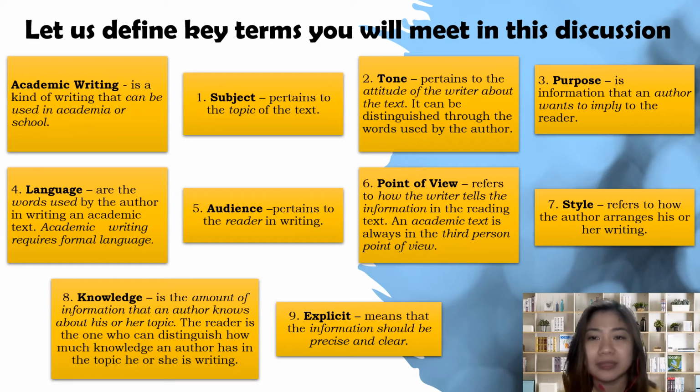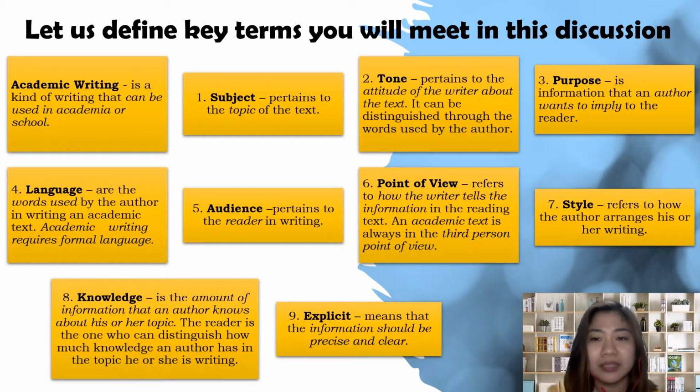Next is purpose. Purpose is information that an author wants to imply to the reader. Next is the word language. Language are the words used by the author in an academic writing or academic text, and academic writing requires formal language. So number 5, audience. Audience pertains to the readers in writing. Number 6 is the word point of view. Point of view refers to how the writer tells the information in the reading text. An academic text is always in the third person point of view.